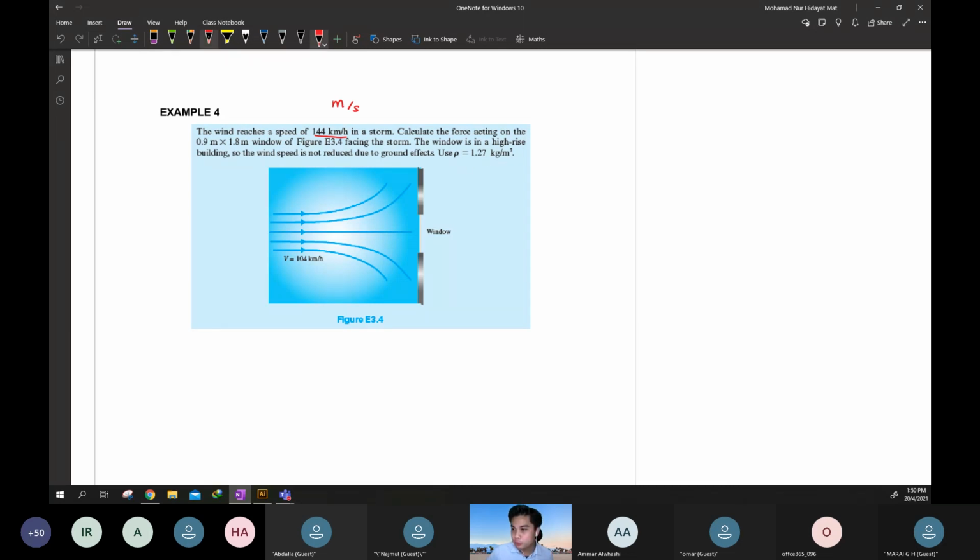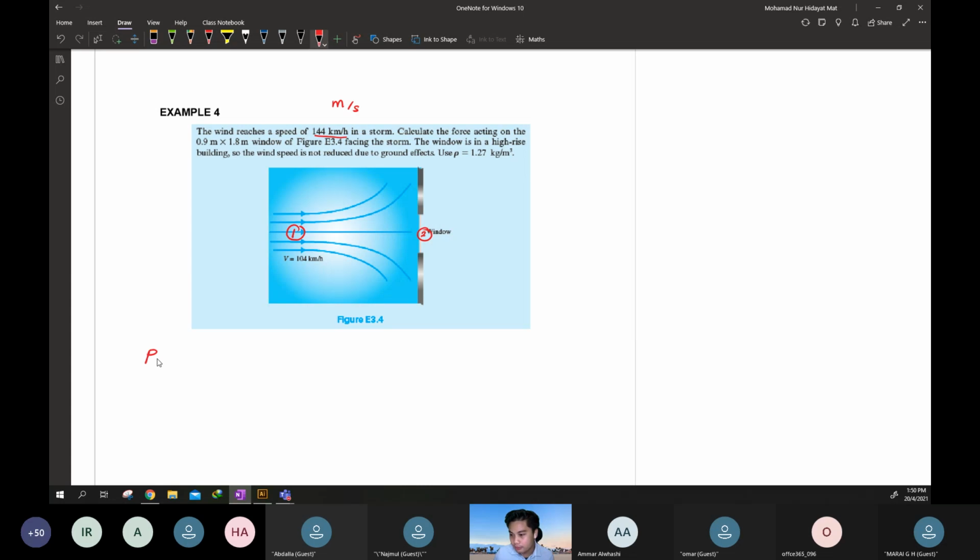So from here, we need to establish two points. For example, this is point 1 at the center here, and this is point 2. By having two points, we can apply the Bernoulli equation. So what is the Bernoulli equation?